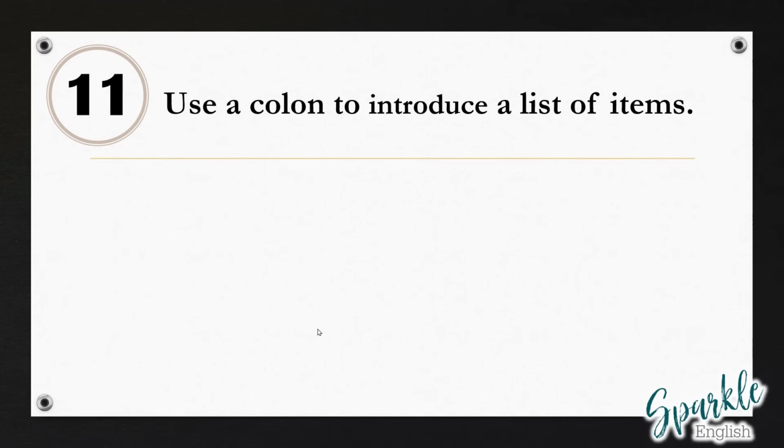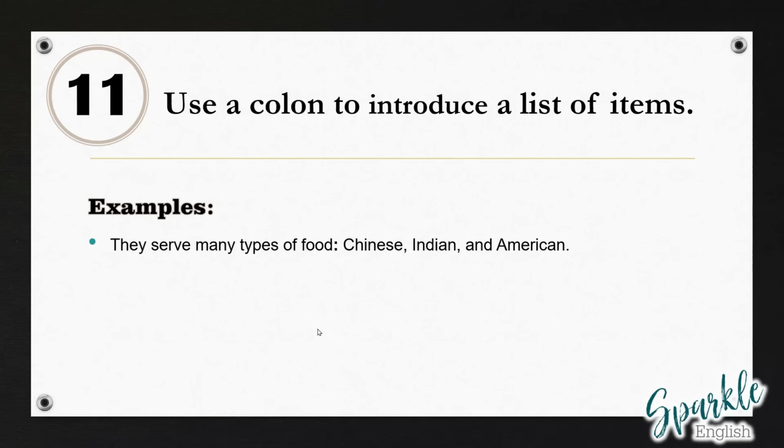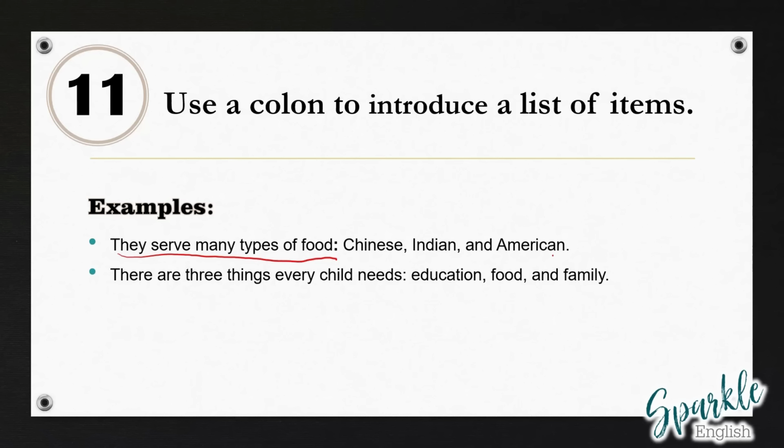Rule 11. Use a colon to introduce a list of items. For example: They serve many types of food: Chinese, Indian, and American. So here we have an independent clause right here. They serve many types of food. And to join this independent clause with this list here, we can add a colon. There are 3 things every child needs: education, food, and family. The colon is connecting this list here with the independent clause.